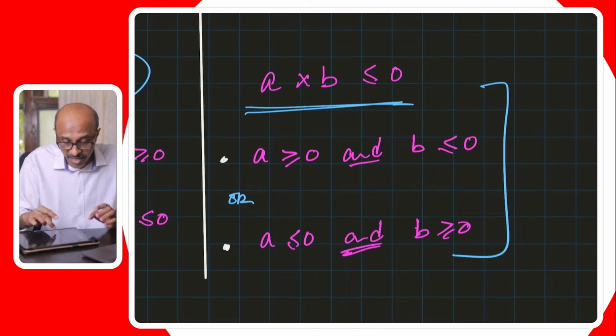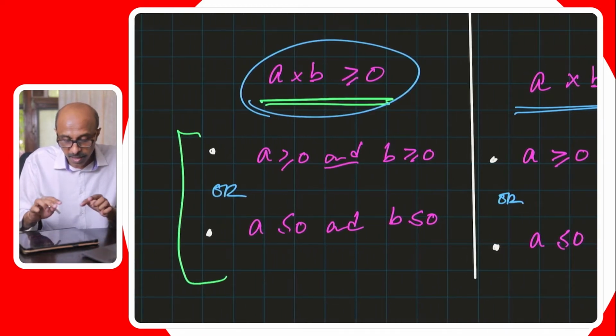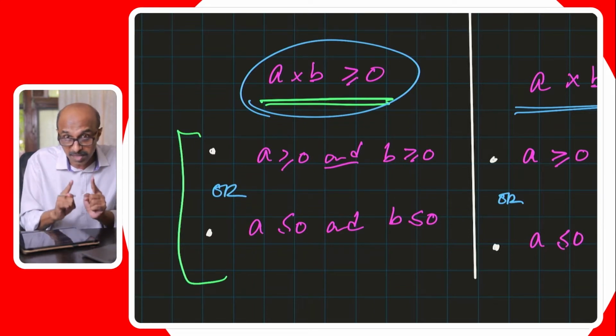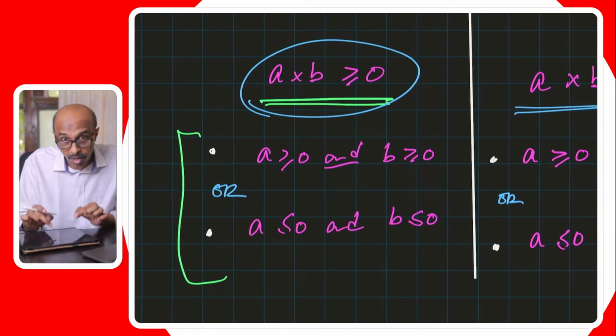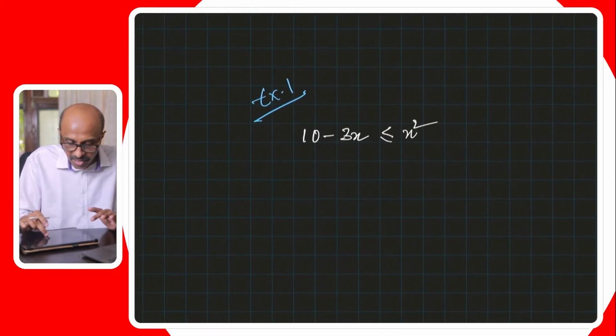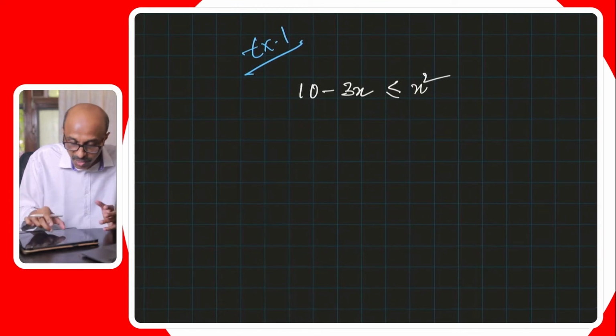Both must be of opposite signs, as opposed to when the product of two terms is positive or non-negative, where both terms must be of the same sign. Both must be positive or both must be negative. So those are the two properties we need to keep in mind when we solve quadratic inequalities. Let's take an example to illustrate this.